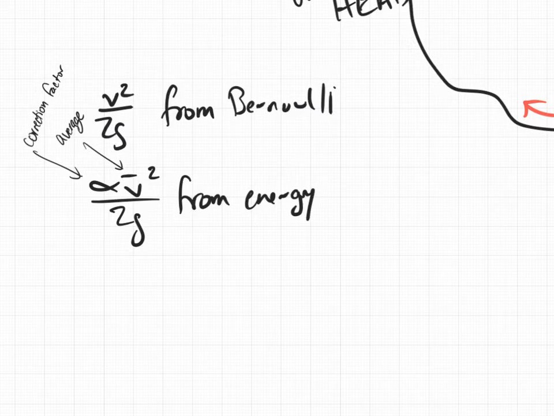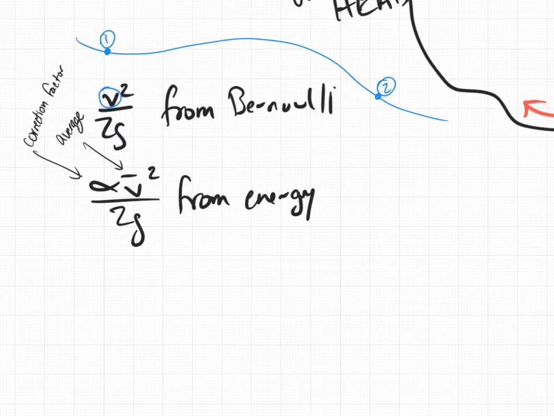For Bernoulli, Bernoulli works on a streamline. So if I have a streamline, and I've got a point 1 here, and I've got a point 2 here, well, there's only one V that applies. I could just take V1 and put it right there, and I could take V2 and put it right there, and then boom, I'm all done. For the energy equation, that doesn't really work that way.